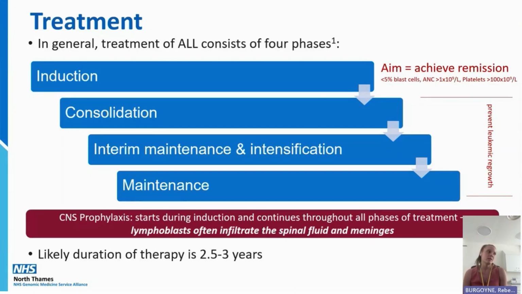And to note, we also give CNS prophylaxis, which will start during the induction phase and usually continues throughout all phases of treatment. And this is because these lymphoblasts can often infiltrate the spinal fluid and the meninges. And the duration of the therapy is between 2.5 and 3 years, depending on the patient and how they tolerate it. So just to note, it is quite a long treatment regimen.